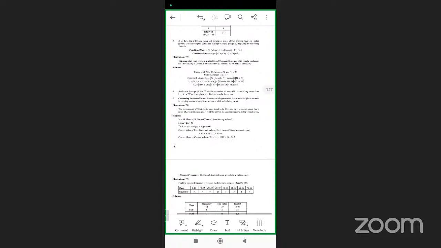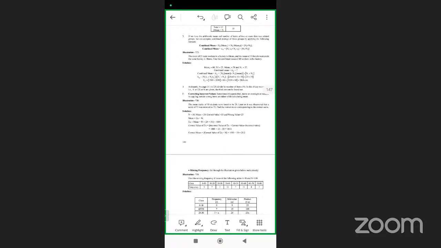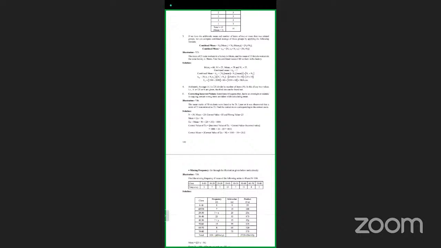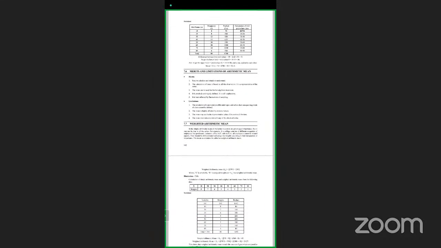Say illustration 7.5. Find the correct mean corresponding to the correct score. See this, you will understand that. Incorrect value. These are the formulas that you need to learn by heart. See, even though the concepts are... I told you in the beginning that you need to... Okay, see, these are the different ways to apply what you have learned. And there are some merits and demerits, easy to calculate this.